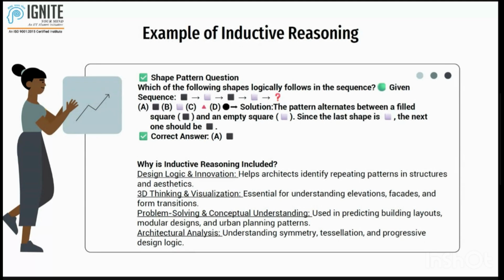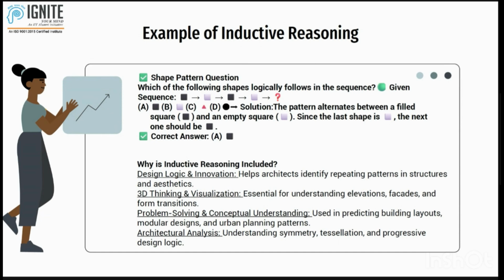Now moving on to inductive reasoning. This tests your ability to identify patterns and sequences. This is critical for conceptualizing, building layouts, and modular designs. The example question goes, which of the following shapes logically follows in the sequence?